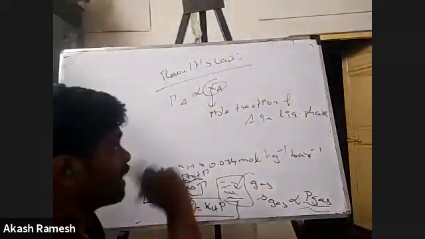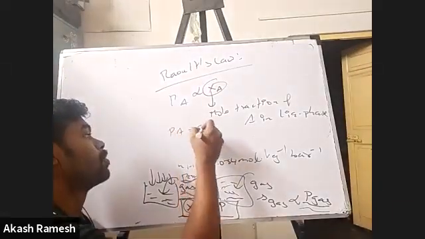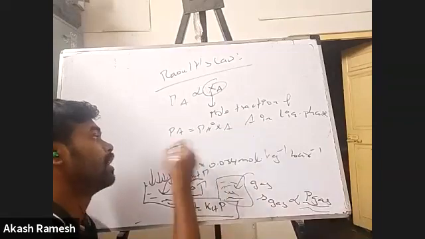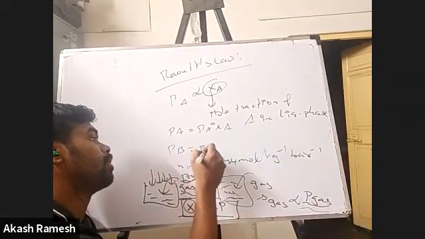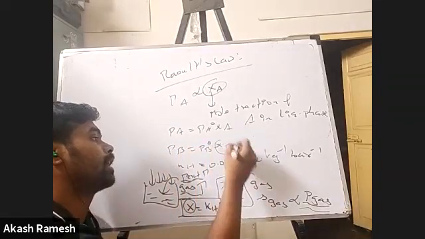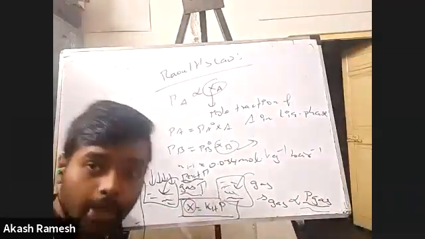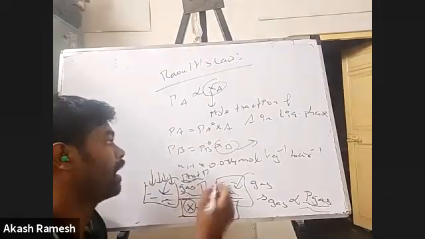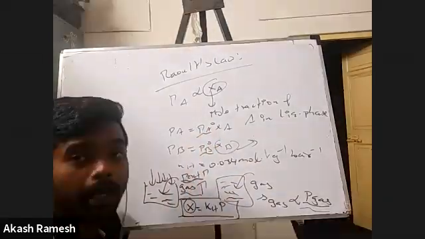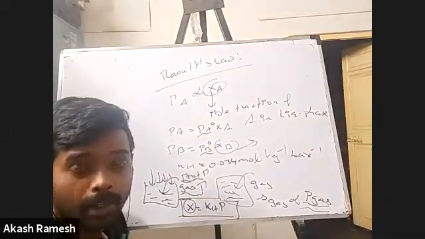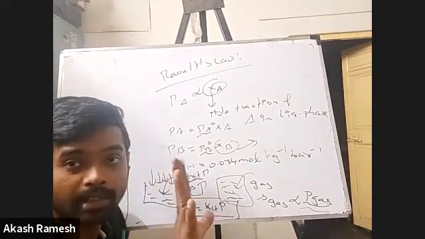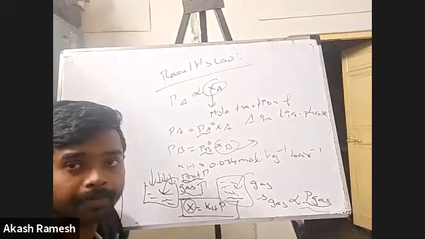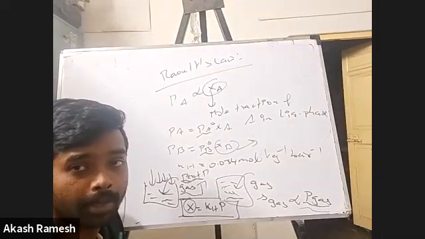Same way I write PA is equal to PA naught into XA. Same way I can write PB is equal to PB naught into XB. Again, XB is the mole fraction of B in the liquid phase. Be very careful. Okay, right? And I know what PA naught and PB naught are. PA naught and PB naught are the vapor pressures of the pure liquids. A alone is there, what is the vapor pressure? B alone is there, what is the vapor pressure? That is your PA naught and PB naught.